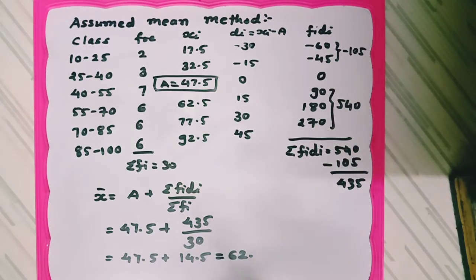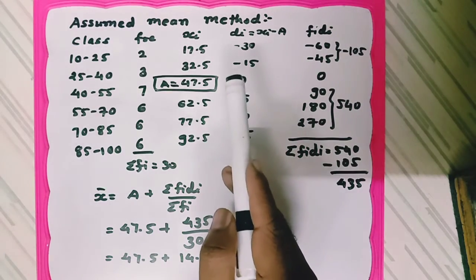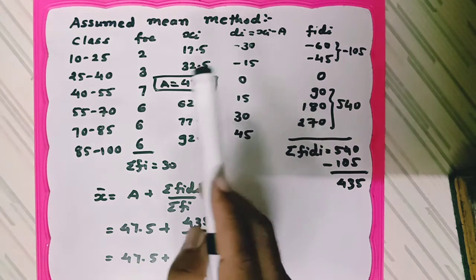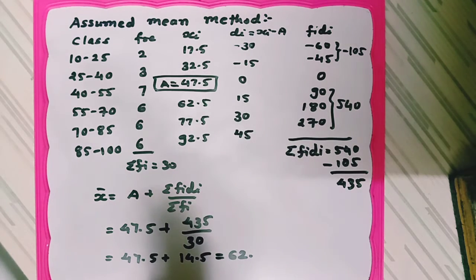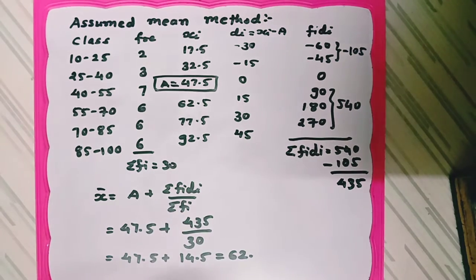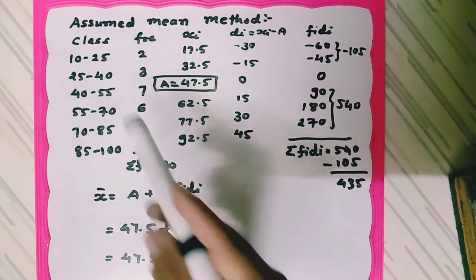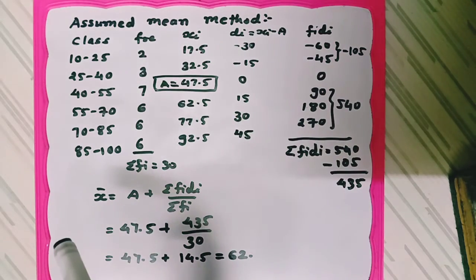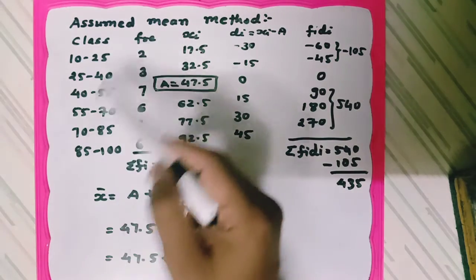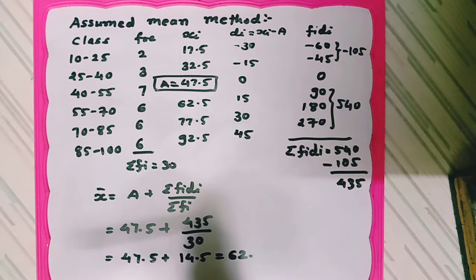Now we will see the assumed mean method. Earlier, in the direct method, the numbers are very complicated, then multiplication becomes hard and it consumes time. So the direct mean method becomes a little hard. So another method to find the mean of the data is the assumed mean method. Again, classes and frequencies are provided in the question.